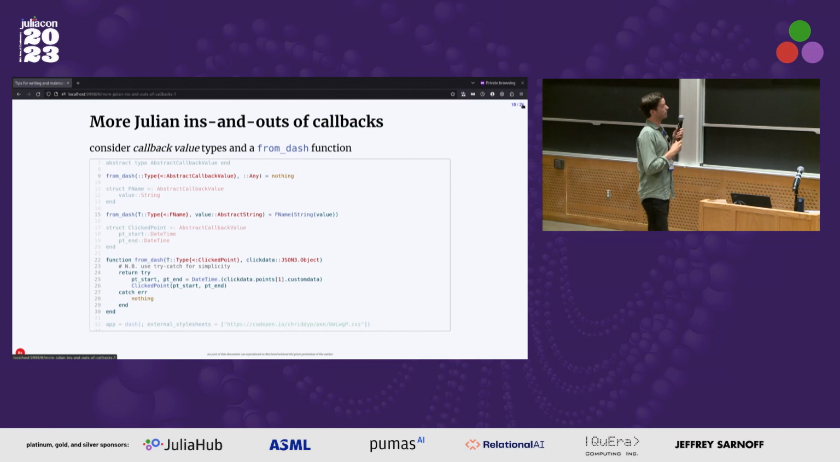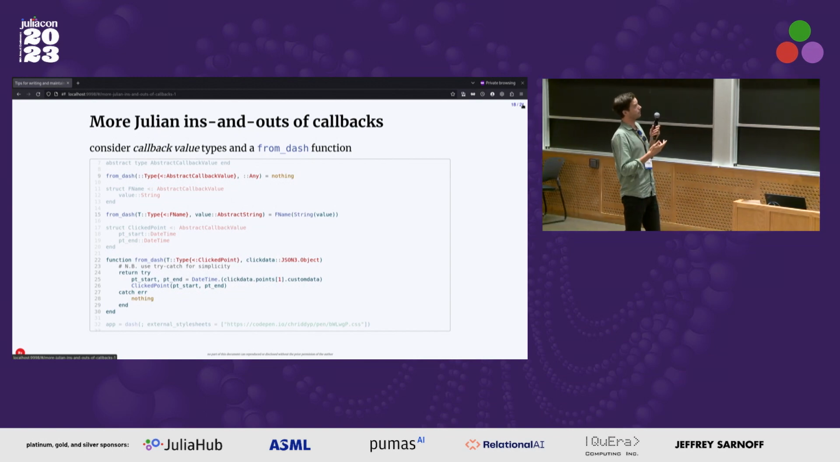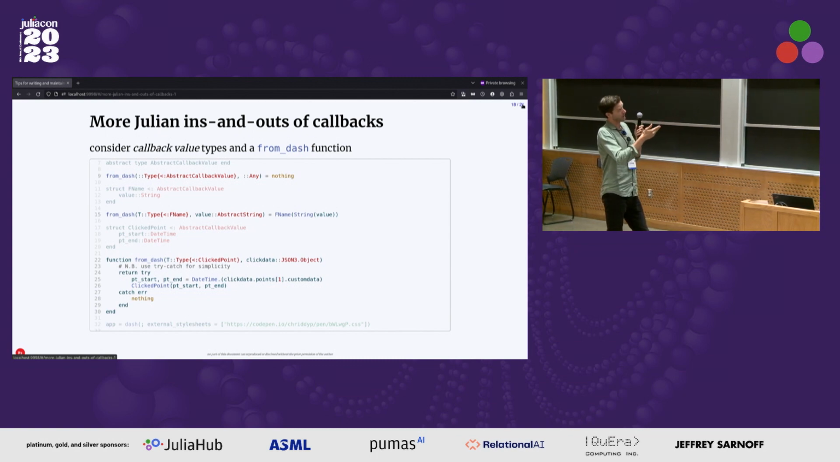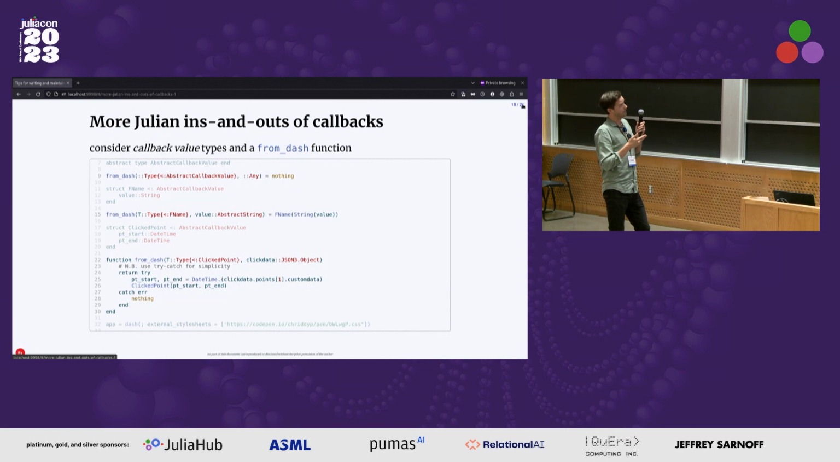With these types, we create a function called from dash. Dash will give you something that comes from JSON. Then we have a wrapper function that will instantiate our new callback value types when the value coming from a Dash interaction is valid, and output nothing if it's not. That way we'll be able to do multiple dispatch based on our new types or the nothing type.